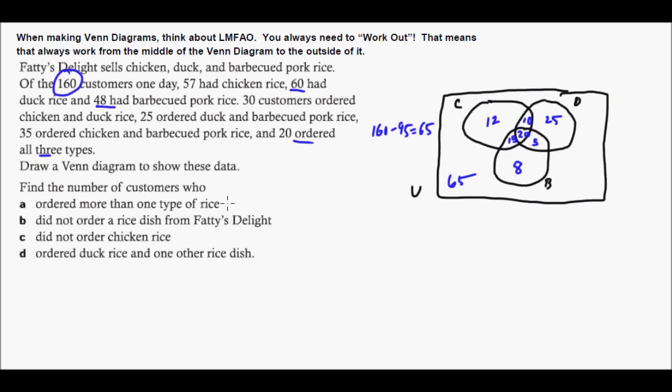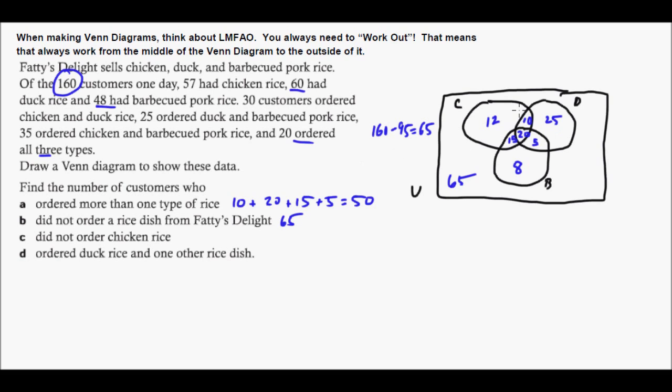So let's answer these questions. Find the number of customers who ordered more than one type of rice. Well, more than one type of rice is just going to be anyone who ordered 2 or anyone who ordered 3. So it's going to be 10 plus 20 plus 15 plus 5, which would be 50. And we're good there. Did not order a rice dish. Well, we already did that. That's 65.